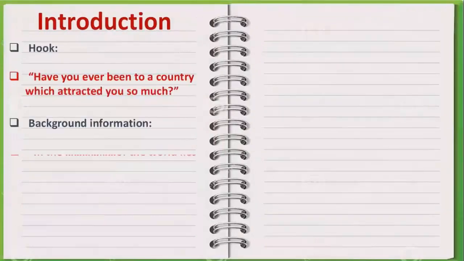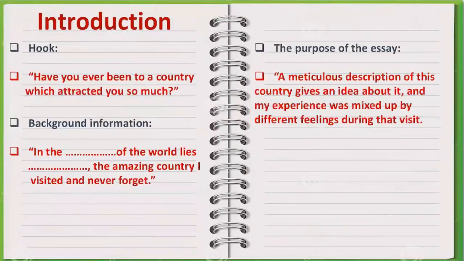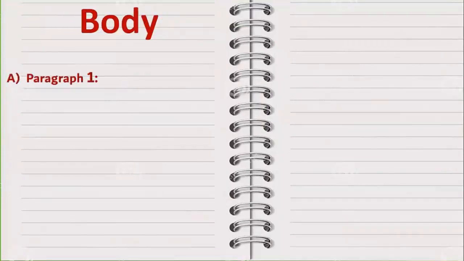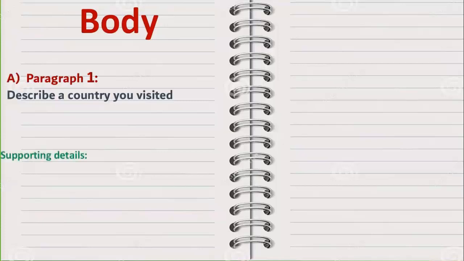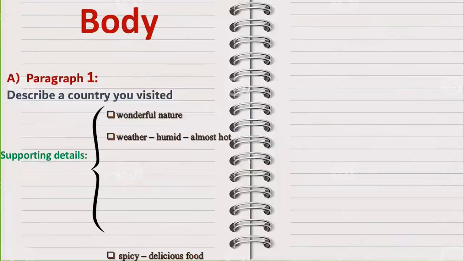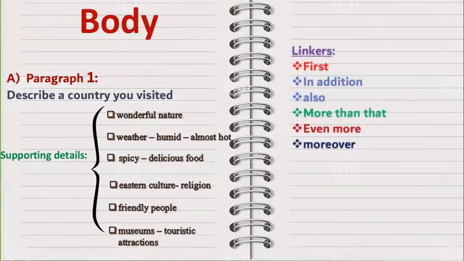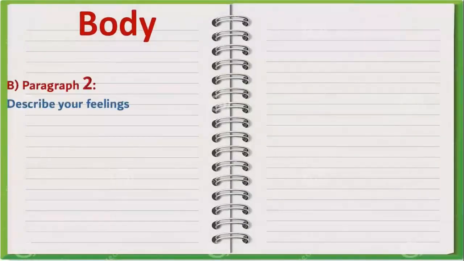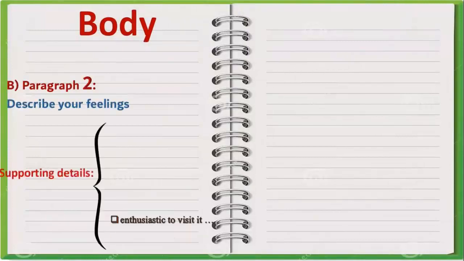And now, yes, body one or paragraph one. For example, about visiting a country, paragraph one, describe a country you visited, and you must use, I told you, yes, supporting details. Maybe wonderful nature, weather, humid, and so on. Body two, also, the point and supporting details.